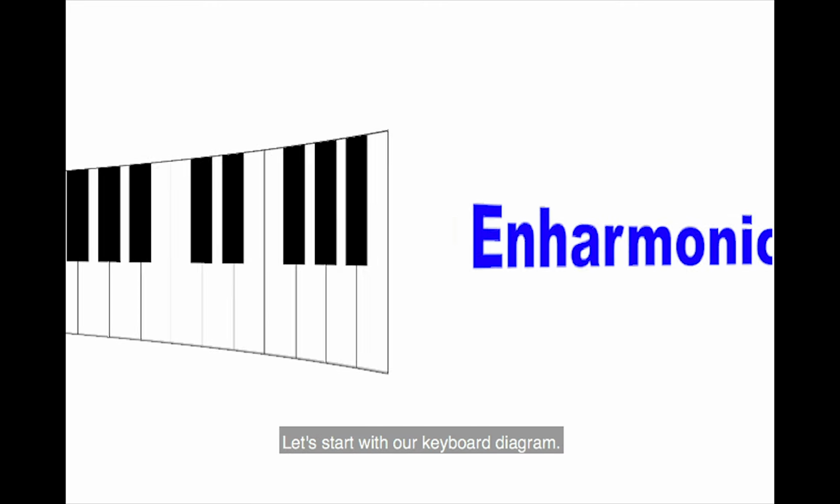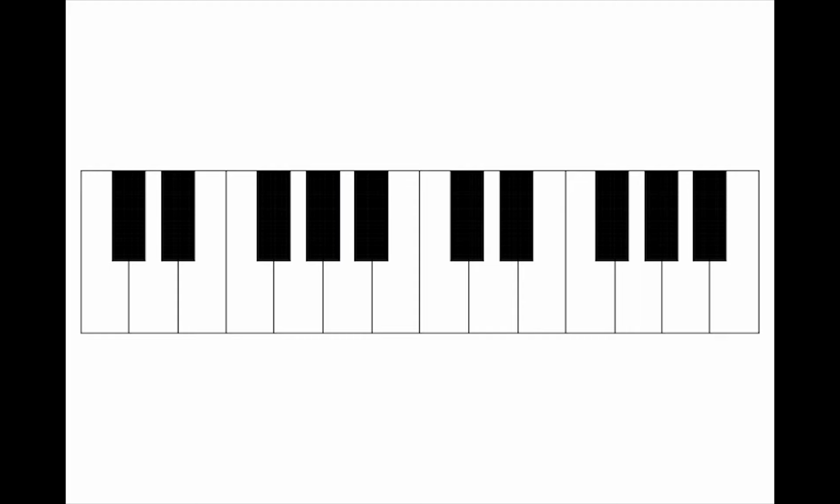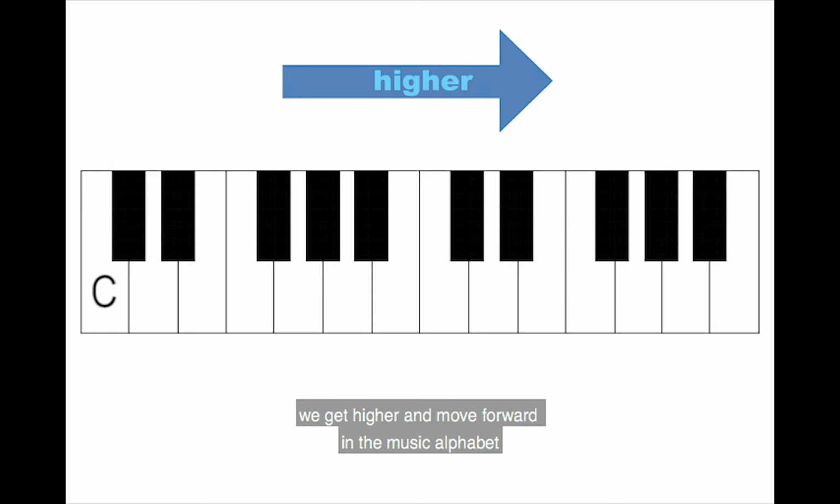This video is about enharmonics. Let's start with our keyboard diagram. The first thing we need to do is label the notes. The first key in our diagram starts with C. As we go to the right, we get higher and move forward in the music alphabet.